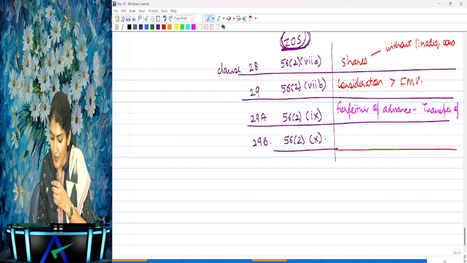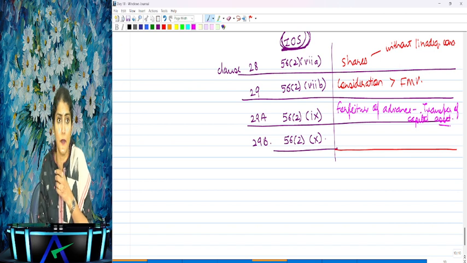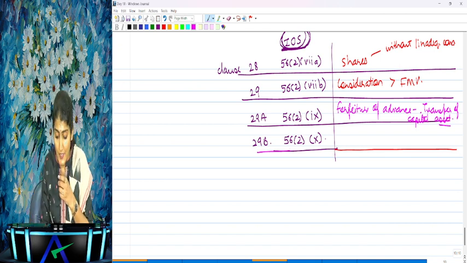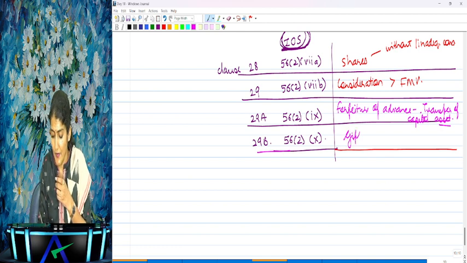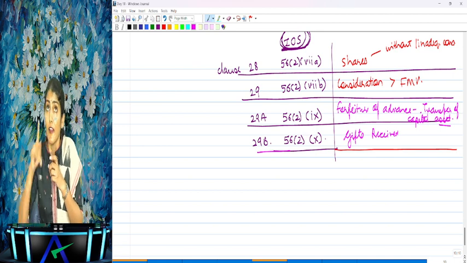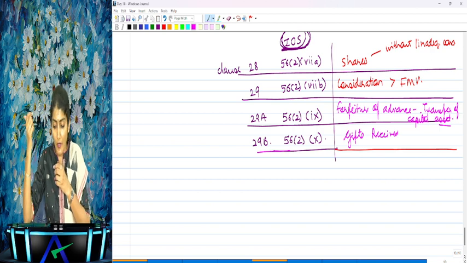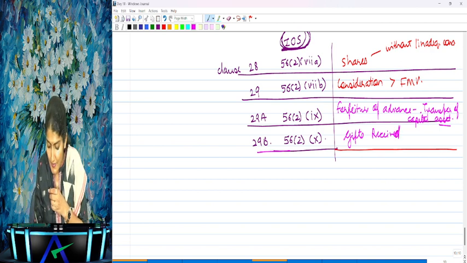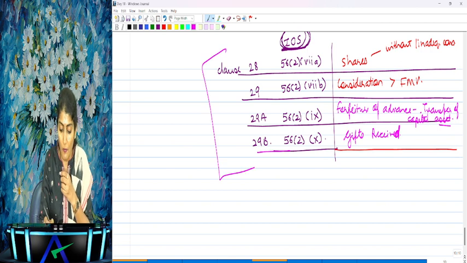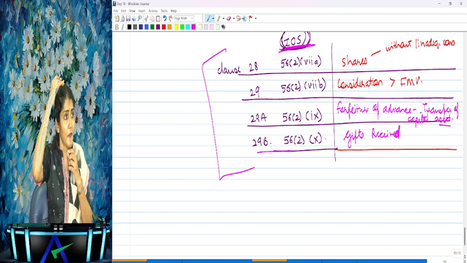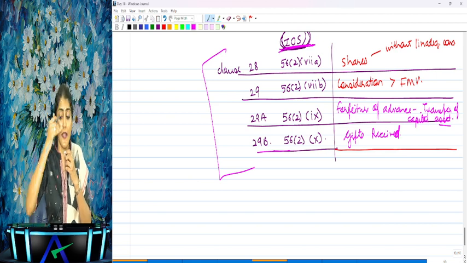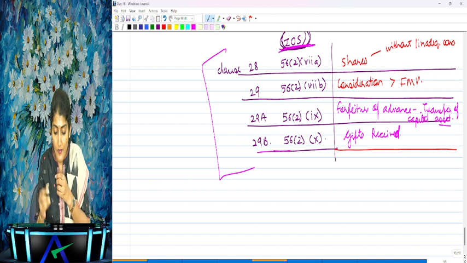Are you able to follow this? Forfeiture of advance received towards the transfer of the capital asset. Right. And then you have the 29B, which is regarding the gifts received in excess of 50,000. The gifts received in excess of the 50,000 or which exceeds the 110% of the consideration value or so, right? So 29B is regarding the gifts received. So all these are what? These are your income from other sources under 56(2)(vii)(a), 56(2)(vii)(b), 56(2)(ix) and 56(2)(x).